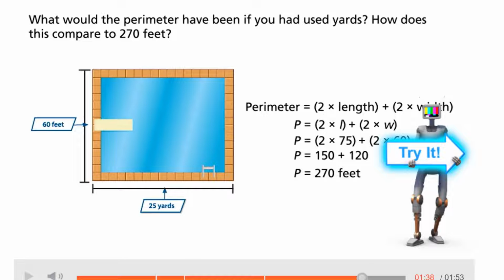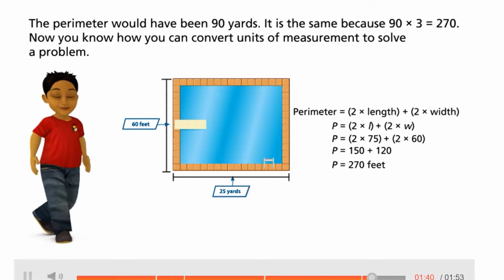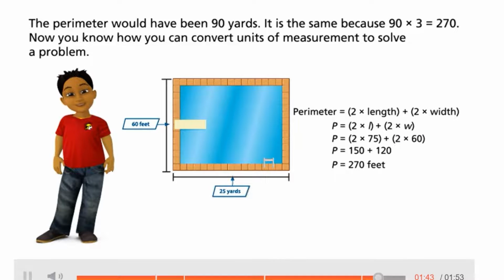Now I can do my basic fact of 6 divided by 3 and just add that 0 back onto my answer. But I know that 60 divided by 3 is going to be 20. So I'm going to have 20 yards by 25 yards. So my perimeter formula is going to be 2 times 20 plus 2 times 25. So that's going to be 40 plus 50, which is going to give me 90 yards. Now the number is smaller, but that's because the unit I'm using is a larger unit of measurement. The perimeter would have been 90 yards. It is the same because 90 times 3 equals 270.